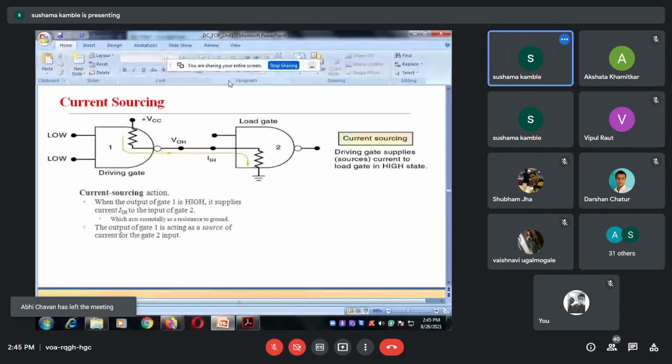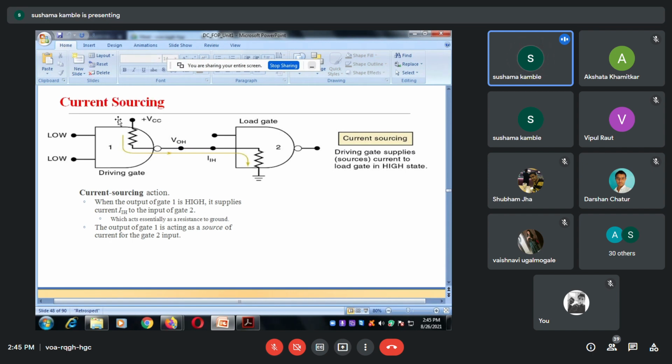Is the diagram visible? Yes, ma'am. What do you mean by current sourcing? Here we are saying that the initial circuit is acting as a driver circuit for the load circuit. We consider the first circuit as the driver circuit and this one as the load for it. The driving gate supplies or sources the current to the load gate in a high state. See this diagram, it is tied to the plus VCC.